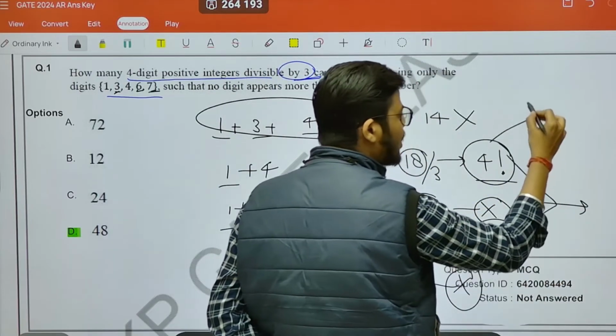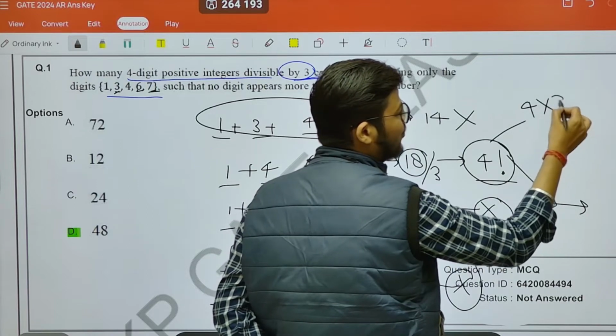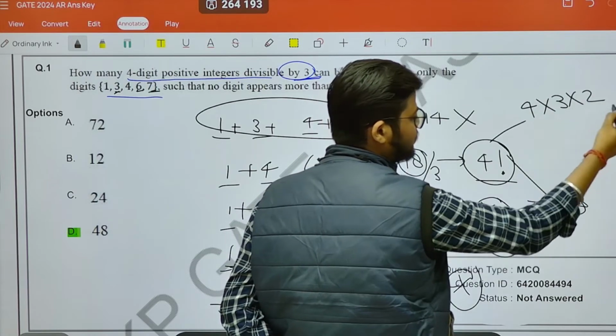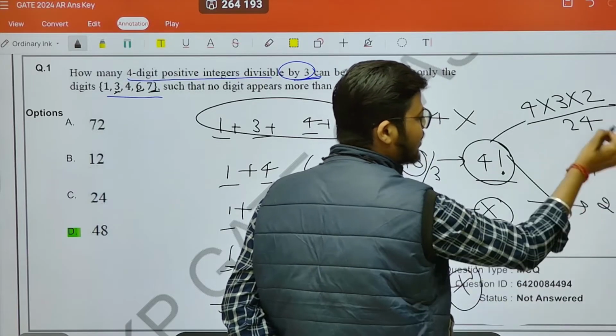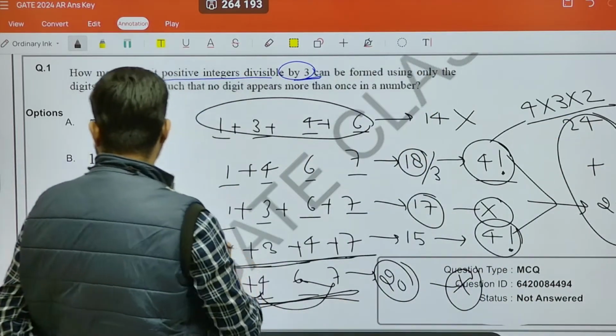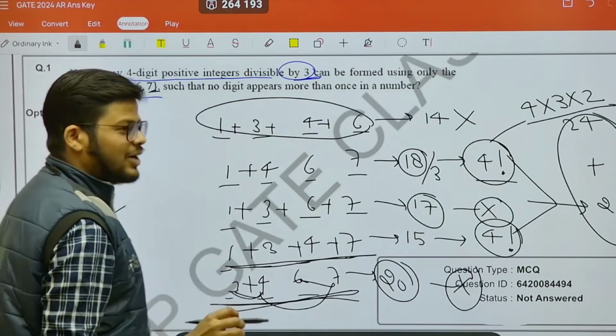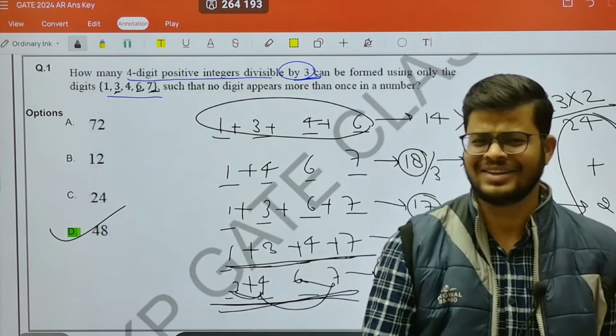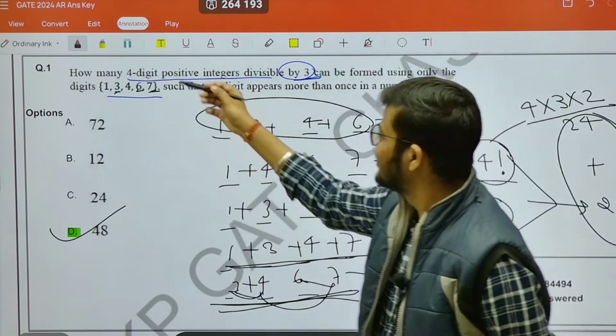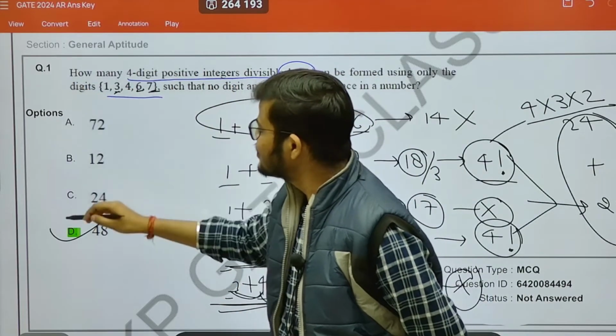So once you calculate 4 factorial, you already know it, 4 times 3 times 2, 24 we are getting here, 24 we are getting here. Just add these two numbers, you will get the answer. So this question number 1 was again from the very popular topic of your GATE examination, that is PNC. You must have solved it. So for question number 1, the answer is going to be 48.